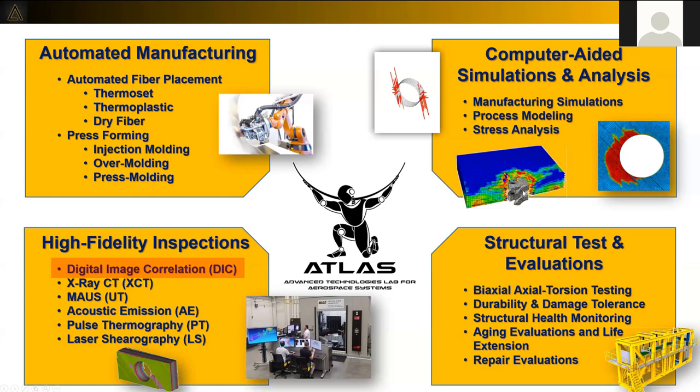So when you start doing these detailed analyses, you actually need measurement technologies that can go into that depth. As you can see here on the bottom left, the high fidelity inspection group has several digital image correlation systems, all the way from microscopic to structural scale, X-ray CT, and various other field instrumentation. We also have a full-scale structural test lab that focuses on structural testing. As a part of Atlas, we have a structural test rig that we can use for validating health monitoring techniques, validating analyses, repair technologies, and that sort of thing.